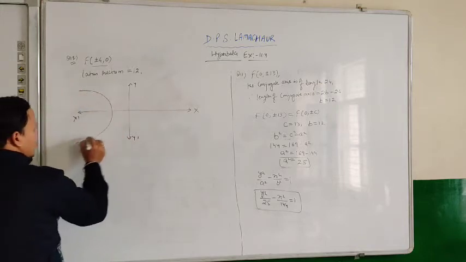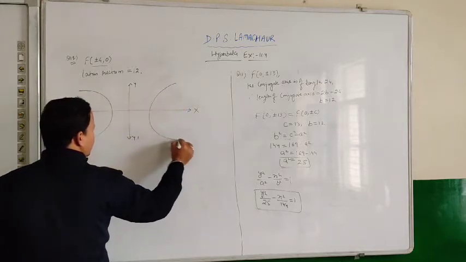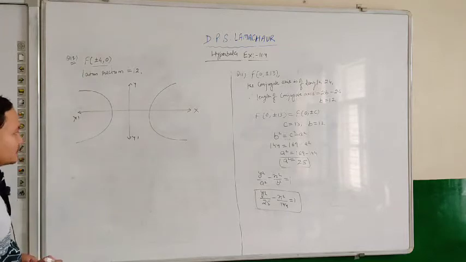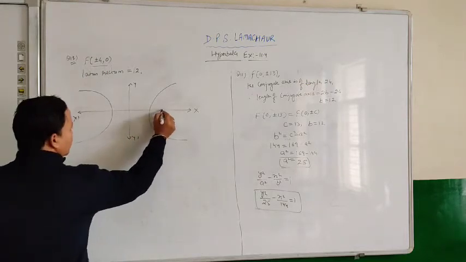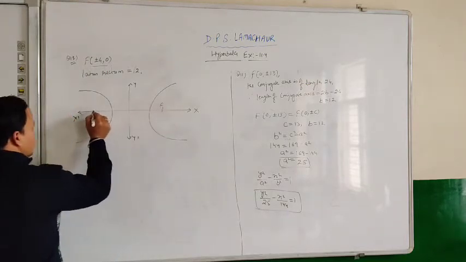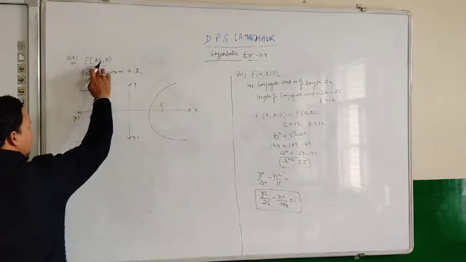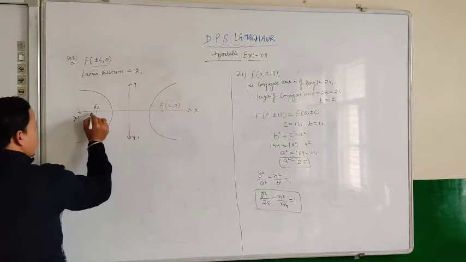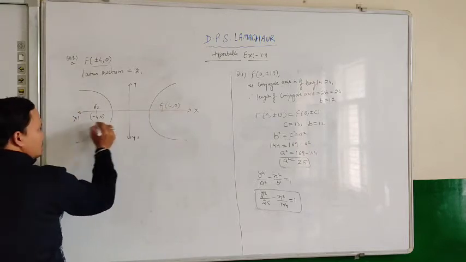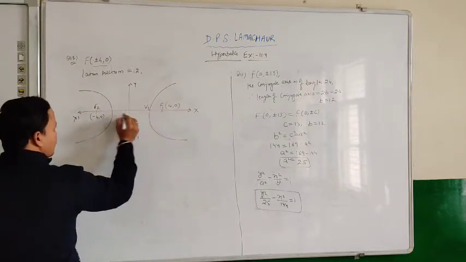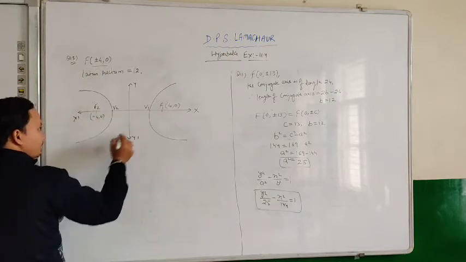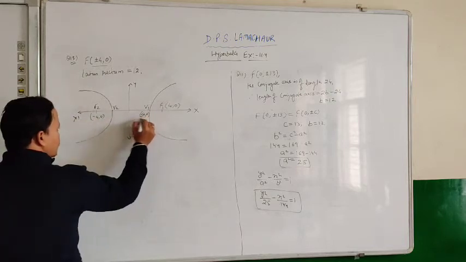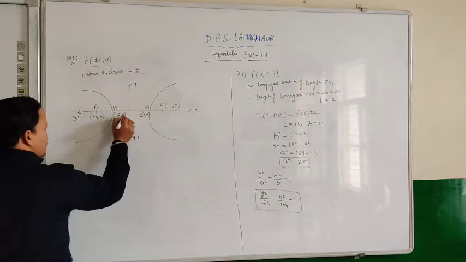Since our transverse axis is symmetric about x axis, the diagram will be like that, and here the focus F1 and here the focus F2. Since the coordinate is given as plus minus 4 comma 0, this will be 4 comma 0 and this will obviously be minus 4 comma 0. Here is the vertex V1 and here is the vertex V2, having coordinates a comma 0 and minus a comma 0.